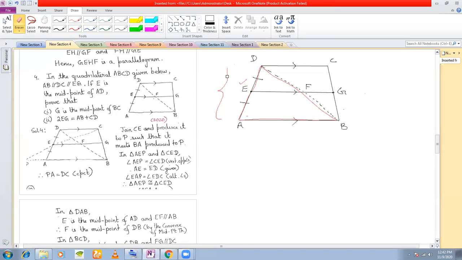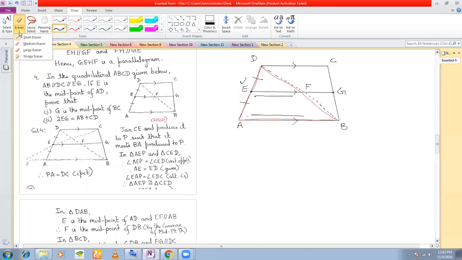How many midpoints are given here? Only one midpoint given, right? But in the midpoint theorem, how many midpoints should be given to you? Two. Here I have only one midpoint. That means obviously the converse has to apply, because what are the two conditions? E is the midpoint, one midpoint is given, and these two lines are given parallel.